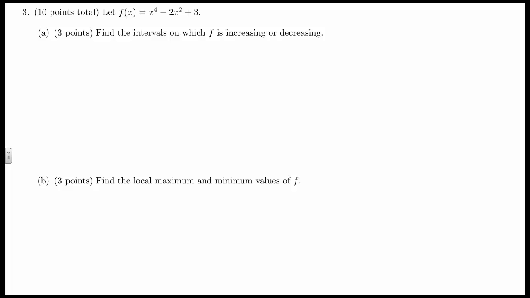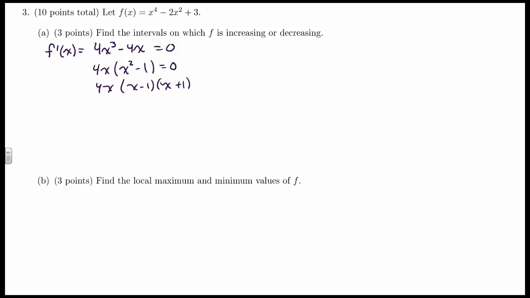Here's problem number 3 from assignment number 6. Intervals of increasing and decreasing. We'll want to look at the first derivative, and when it is equal to 0. Let's factor out a 4x. We're left with x squared minus 1. So 4x times x minus 1, x plus 1.